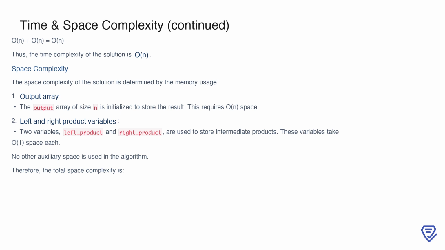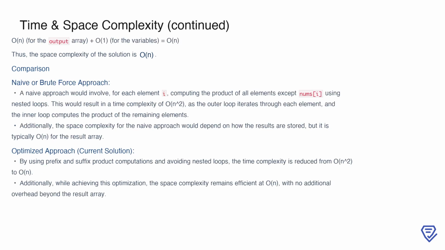Importantly, no other temporary data structures or arrays are used, meaning the algorithm has no extra space overhead beyond the output array and these two variables. Adding these components together, the total space complexity is n for the output array plus 1 for the two variables, which simplifies to n. Now, let's compare this optimized approach to a naive solution.